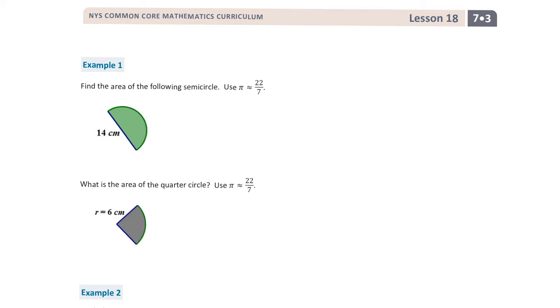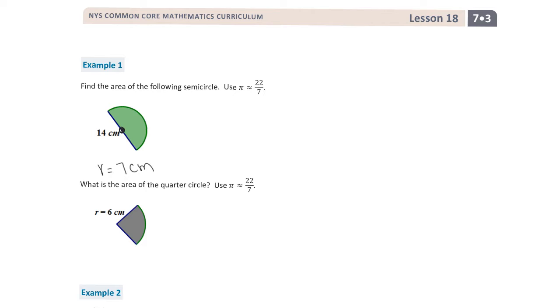We are going to go ahead and start on the next page with example 1. Find the area of the following semicircle. Use pi is approximately 22 over 7. The first shape we see here is a semicircle, and our diameter is 14 centimeters. So if our diameter is 14 centimeters, that means our radius is going to equal 7 centimeters.